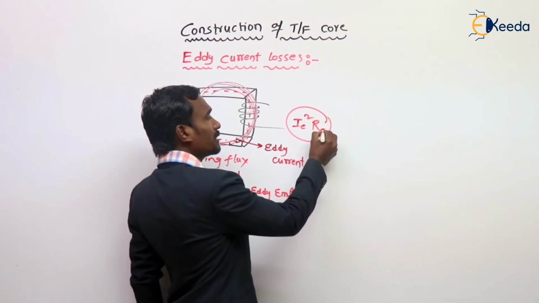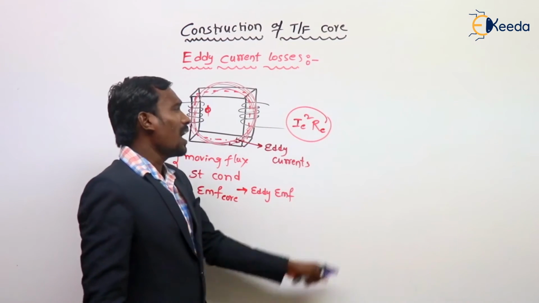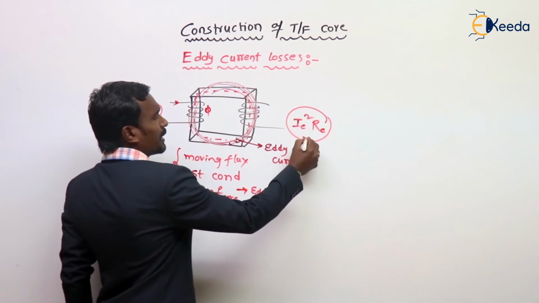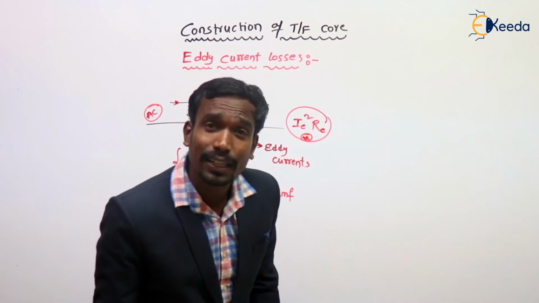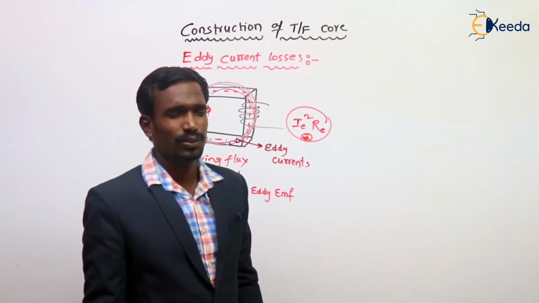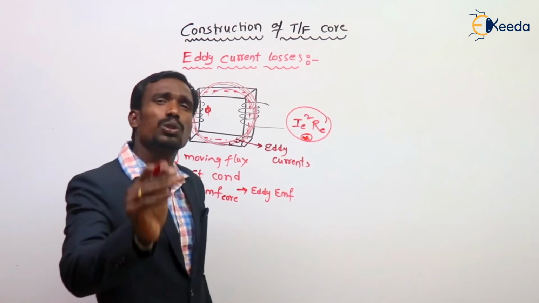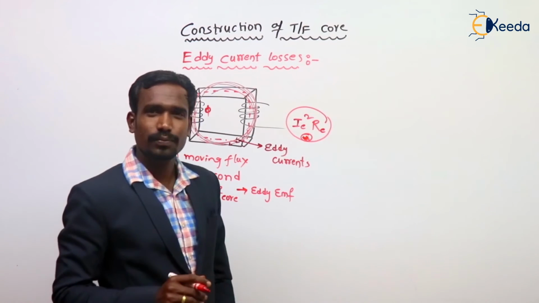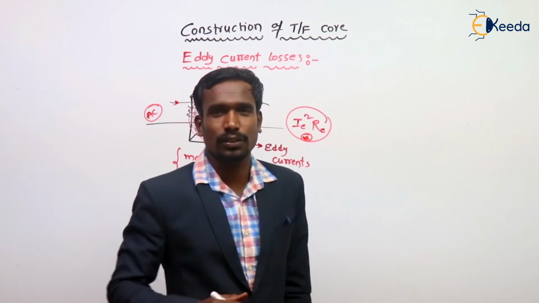This is the core resistance. These are the eddy currents and this is the core resistance. Then some losses will take place. Those losses are called eddy current losses. So the losses due to eddy currents, or the losses due to circulating currents, are called eddy current losses. Now you know what eddy current losses are.